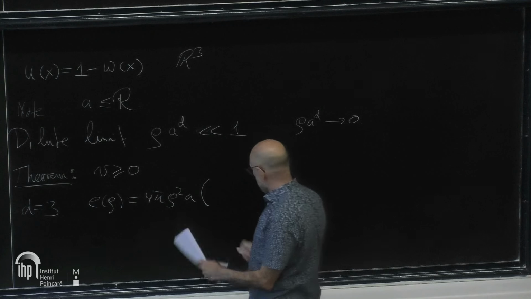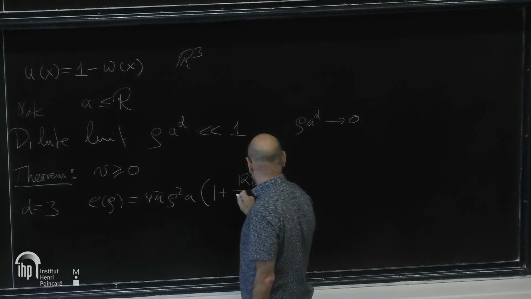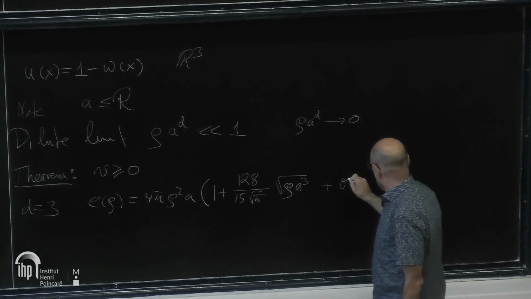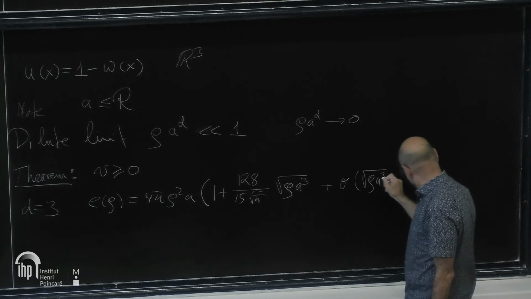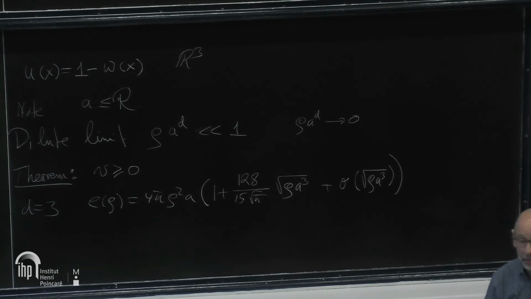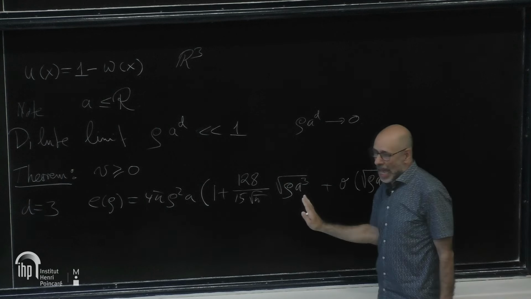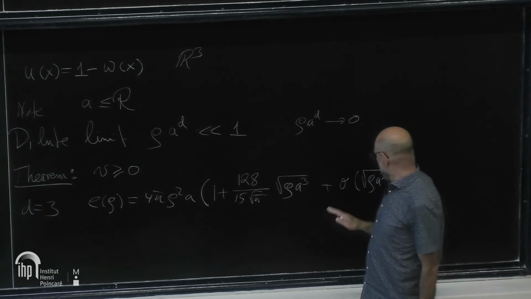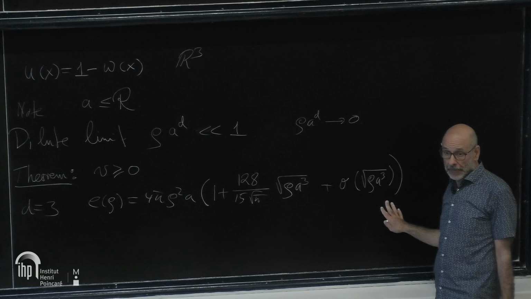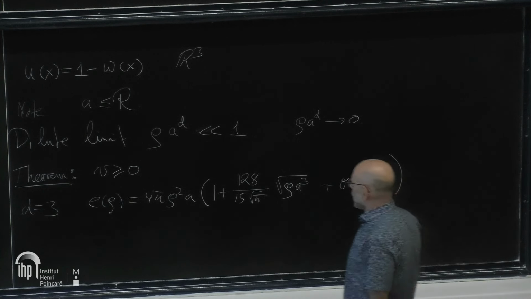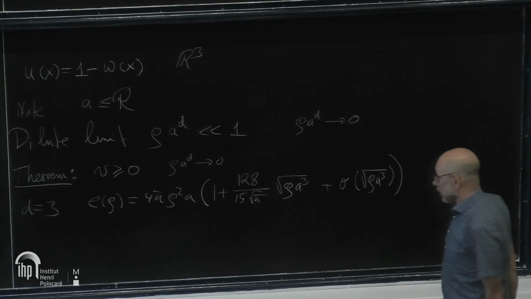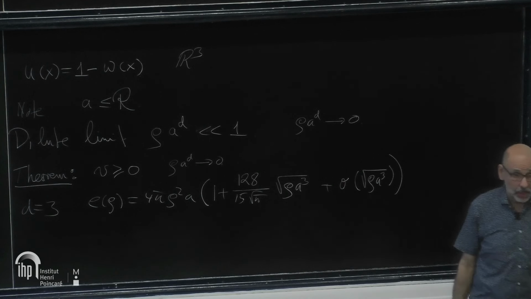So the Lee-Huang-Yang formula says that this is... and we can prove it with the power on the diluteness parameter rho a cubed, which is better than 1/2, but not much better than 1/2. So I'm just writing it as little o of rho a square root rho a cubed, as rho a cubed goes to zero. So this is the limit rho a to the d going to zero. There's some work, and there's the next term, the term predicted by Wu.